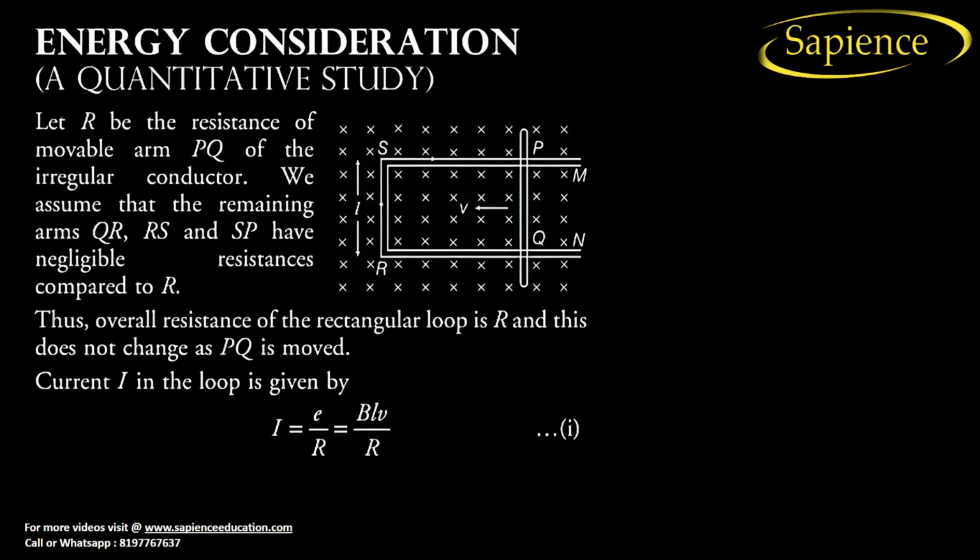Now let R be the resistance of the movable arm PQ of the wire. So R is the resistance of the PQ wire, an irregular conductor. We assume that the remaining arms QR, RS and SP have negligible resistance. Thus the overall resistance of the rectangular loop is R, and does not change as PQ is moved. Now the current I in the loop is given by E by R.